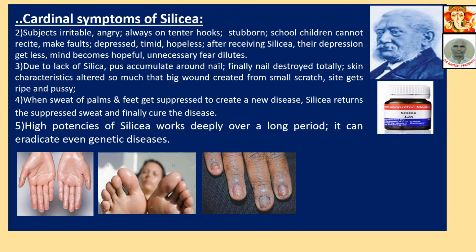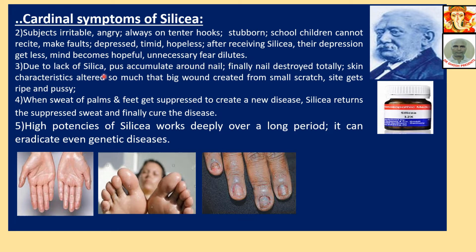Cardinal symptoms continuing. Subjects are irritable, angry, always on tenterhooks. Stubborn. School children cannot recite, make faults. Depressed. Timid, hopeless. After receiving Silicea, their depression gets less, the mind becomes hopeful, and unnecessary fear dilutes.